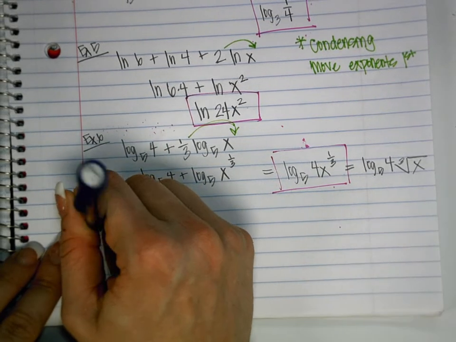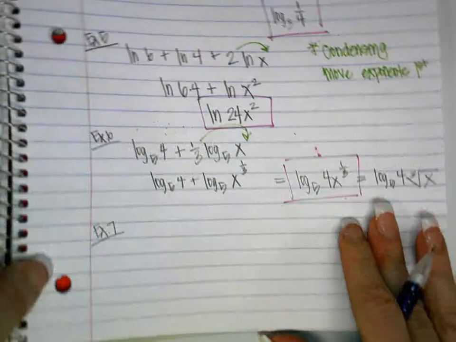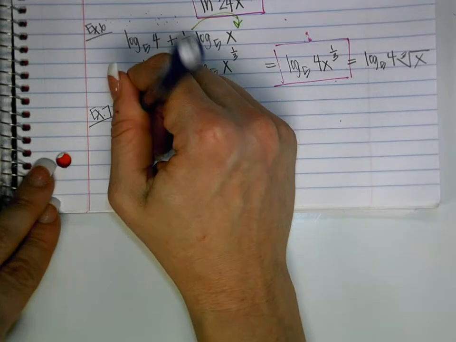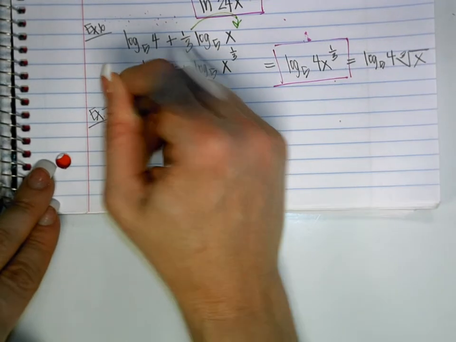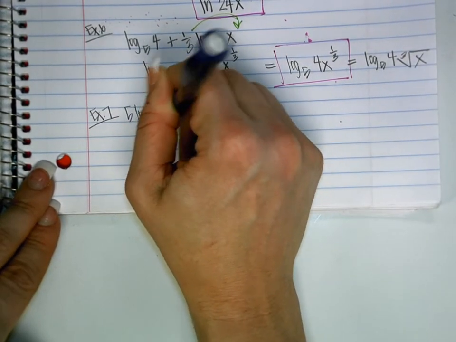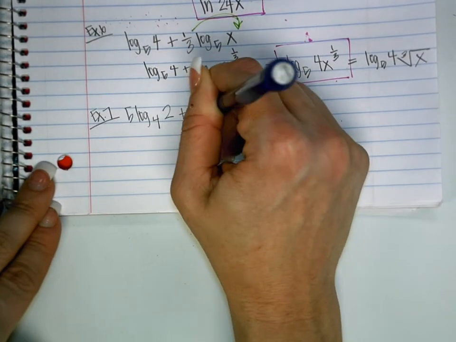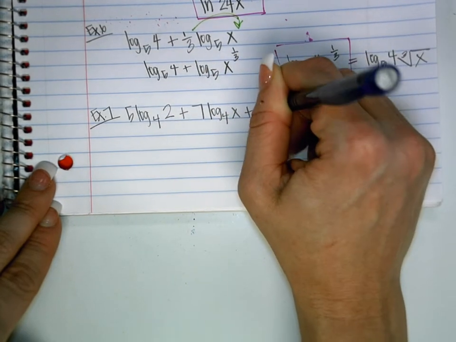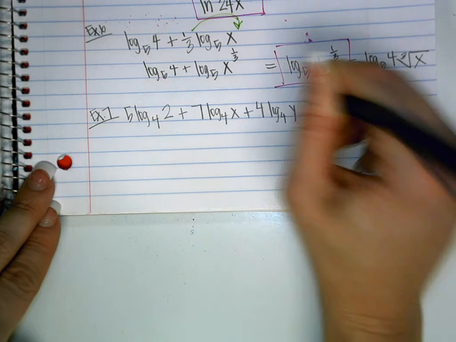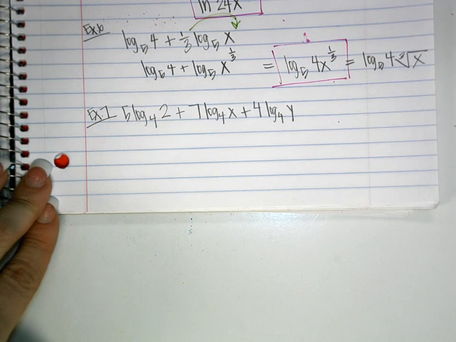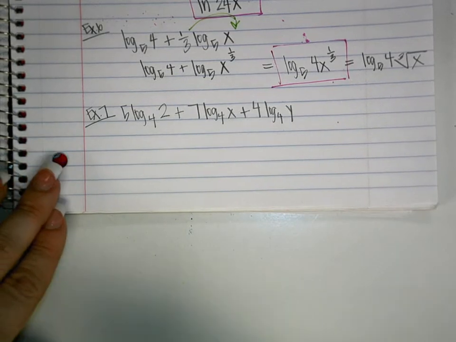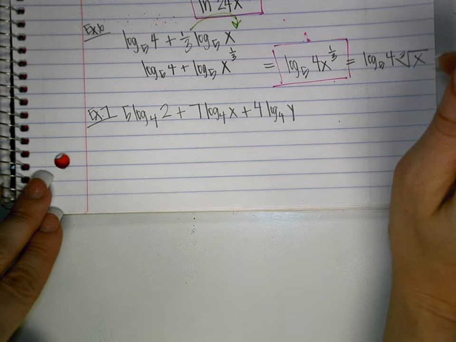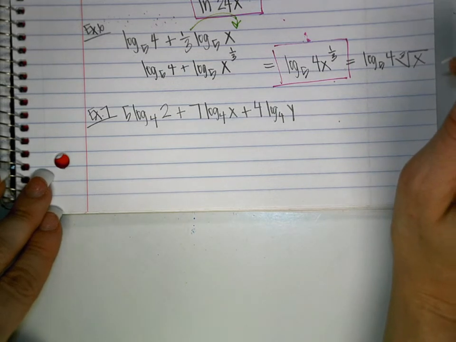Again, I want you to condense. Condense 5 log base 4 of 2 plus 7 log base 4 of x plus 4 log base 4 of y. So 5 log base 4 of 2 plus 7 log base 4 of x plus 4 log base 4 of y.